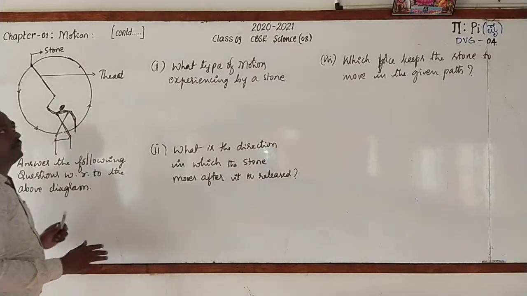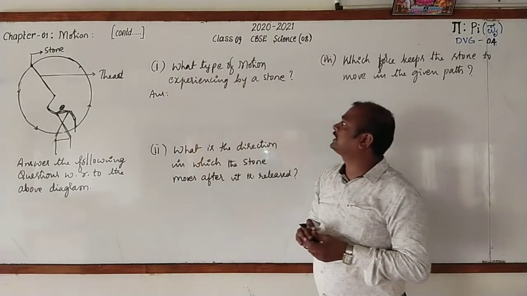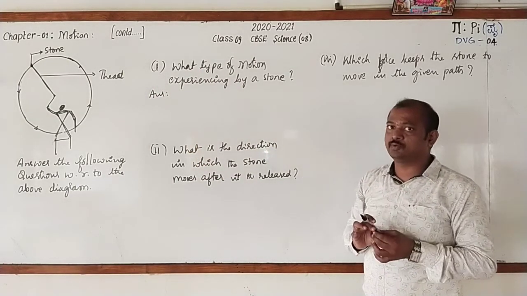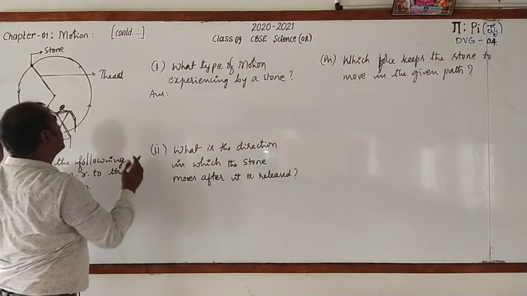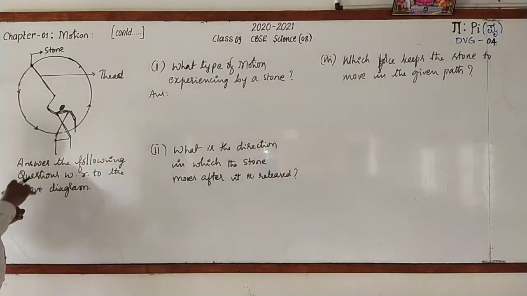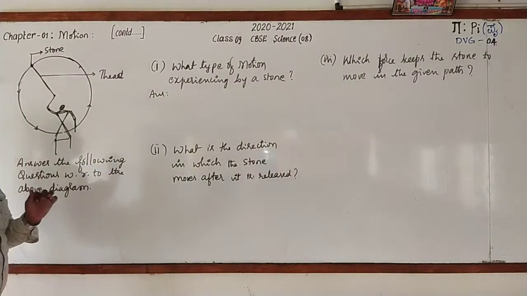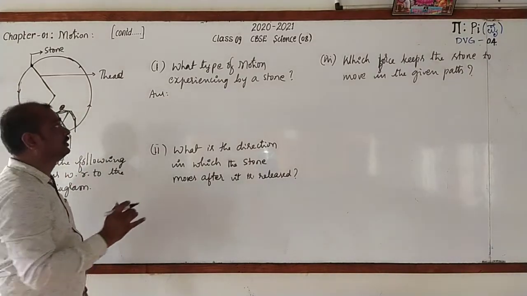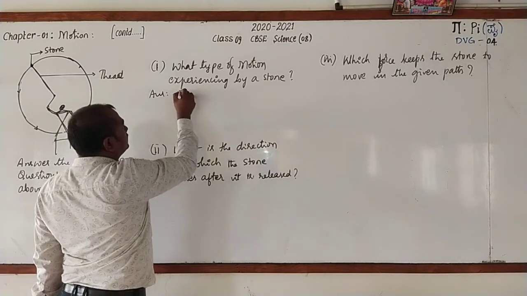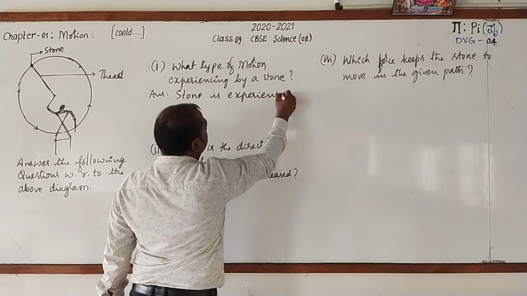This is the diagram. Could you tell, the first one is, what type of motion is experienced by the stone? Yes. What type of motion? You can say that it is moving in a circular path. Hence it is experiencing circular motion. Right? If the speed of the motion is constant, then you can say that it is moving in uniform circular motion. Right? Here we can write the answer. Stone is experiencing, what can we write?